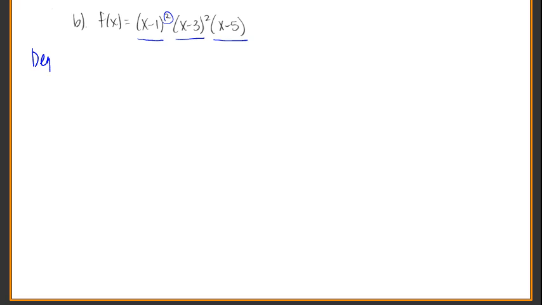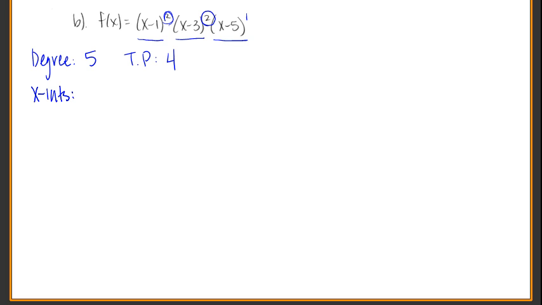So if we go to our degree, it's basically 2 potential x-intercepts from this first one, 2 potential from the second, and 1 here in the back, so a total of 5. The number of turning points is always going to be 1 less than that, so 4. We're going to have 4 curves on this graph eventually.